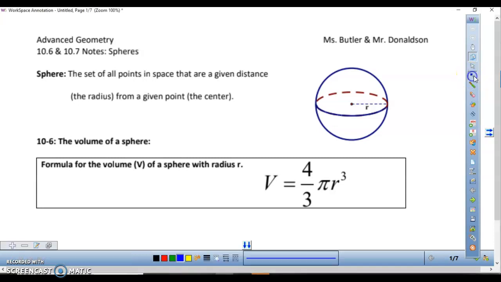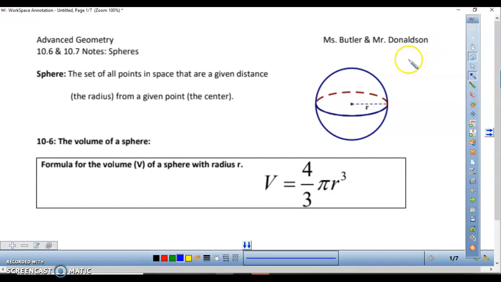As you recall, pre-pandemic, we were in the midst of chapter 10, which was volume. One thing we didn't get to was the volume of a sphere. Also, when we did surface area, we didn't do the surface area of a sphere either. So we're going to throw all this in right now today. And then in the next lesson, you'll see there's a little bit of application with similarity as well.